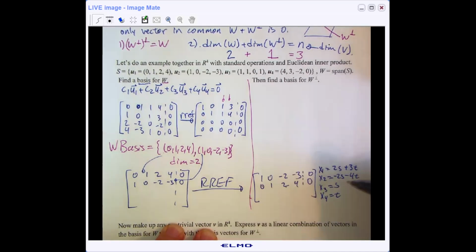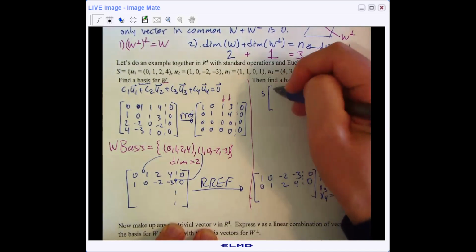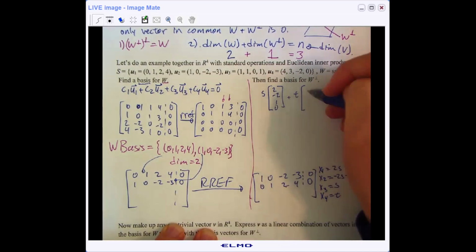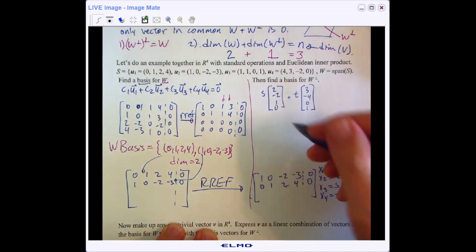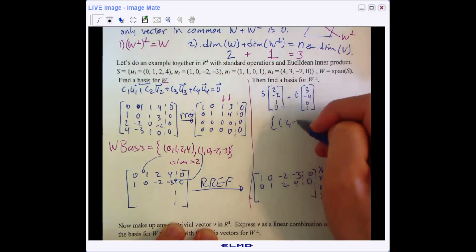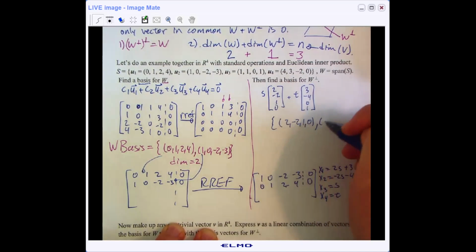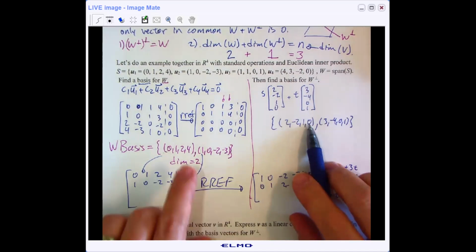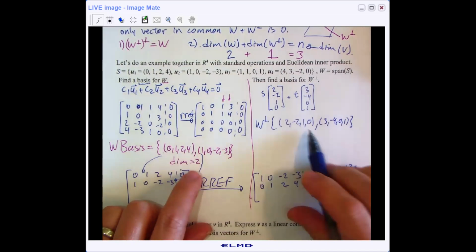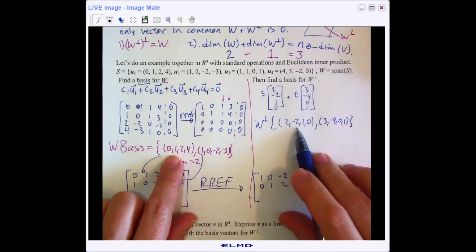So if we were to separate them out by the s and the t parameters, we'd have s times (2, -2, 1, 0) plus t times (3, -4, 0, 1). So a basis for the orthogonal complement, W perp, would be (2, -2, 1, 0) together with (3, -4, 0, 1). And you should check that each of the vectors here in W perp is orthogonal to each of the vectors here. And I'll do that.